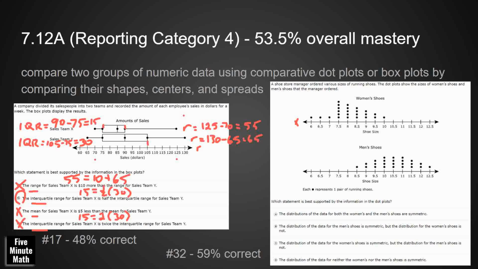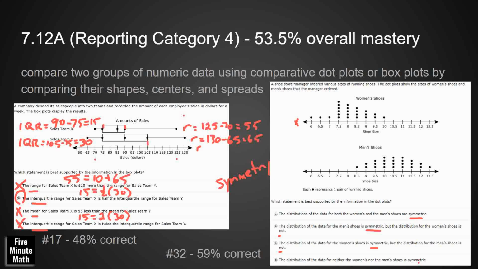Now, let's look over here. We've got a dot plot, but before we start doing all kinds of stuff to it, let's look at our answers. What are they going to want us to look at? We're looking for distributions are symmetric, not symmetric. Okay, so we're just looking at symmetric or not symmetric. And if we don't know what these words mean, we're in a lot of trouble here because everything revolves around understanding what is symmetric.